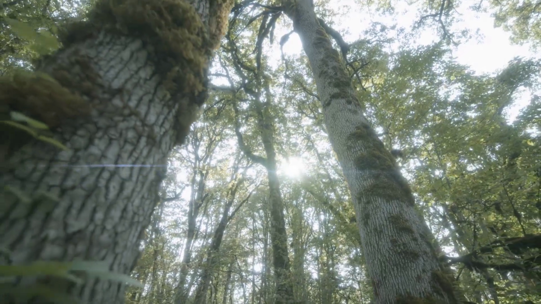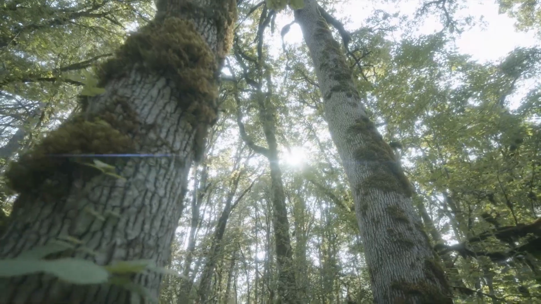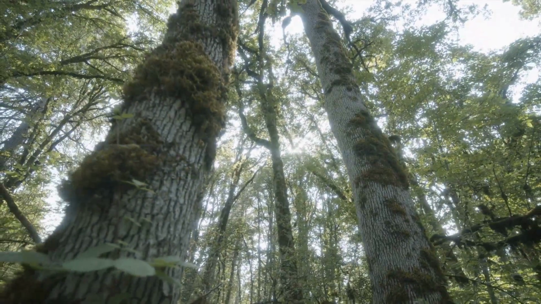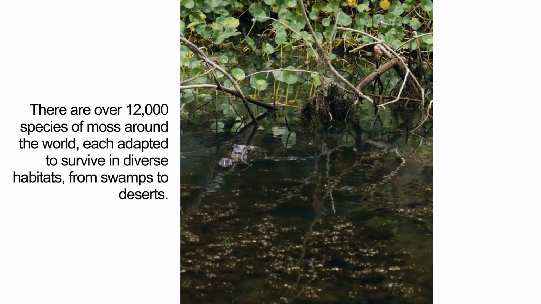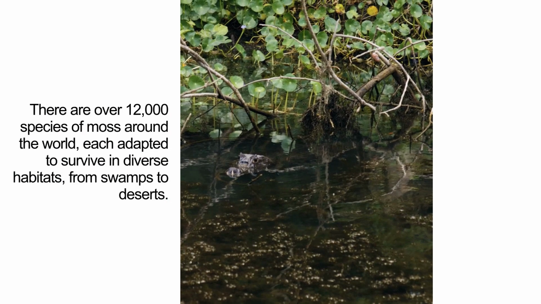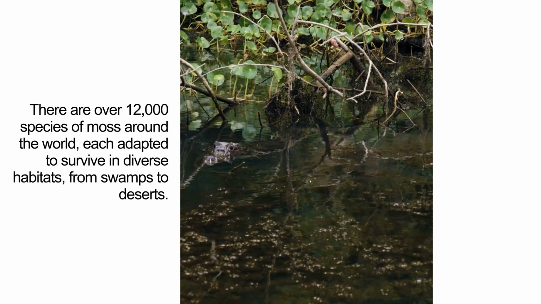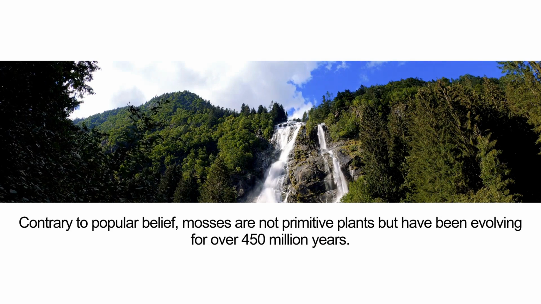Welcome to the enchanting world of moss, a plant that blankets the earth in a lush green, playing a surprisingly crucial role in our ecosystems. There are over 12,000 species of moss around the world, each adapted to survive in diverse habitats, from swamps to deserts. Contrary to popular belief, mosses are not primitive plants but have been evolving for over 450 million years.